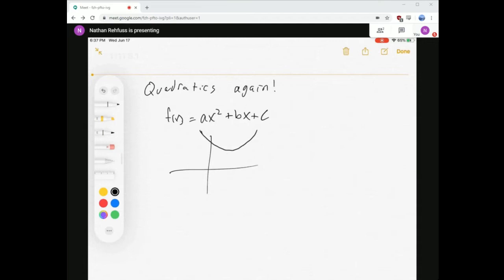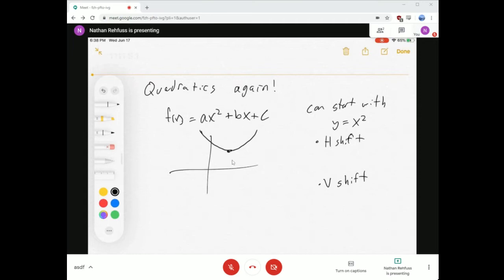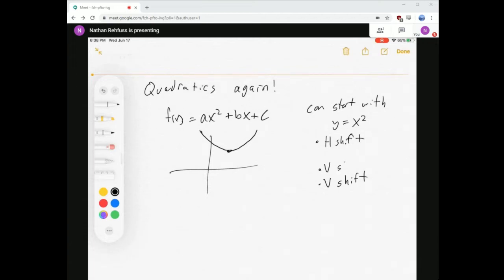We can start with y equals x squared, and then we can do a horizontal shift and a vertical shift to move the vertex to wherever we want it. Say we moved it up and to the right to get this one. And then this one looks like it was flattened. We're going to need a vertical stretch. And then optionally, you could end up with a parabola that looks like this. So optionally, we might also need a vertical flip.